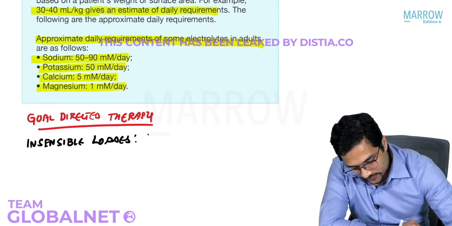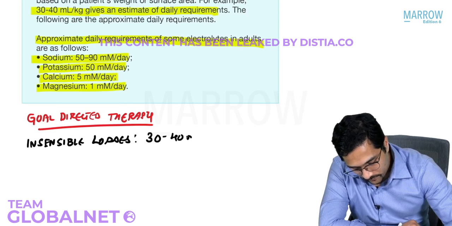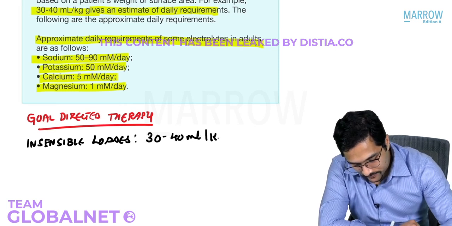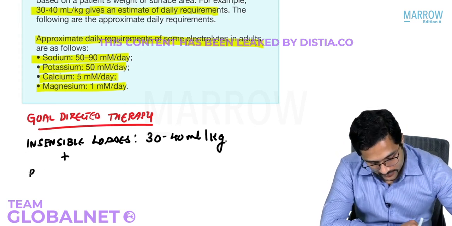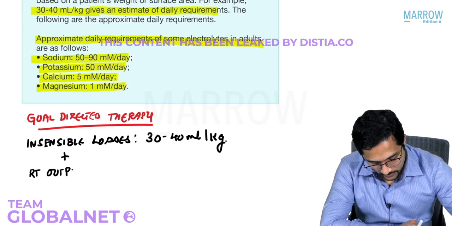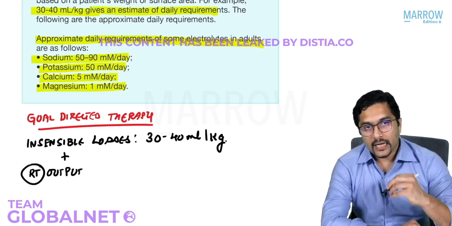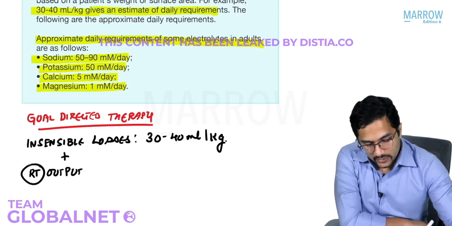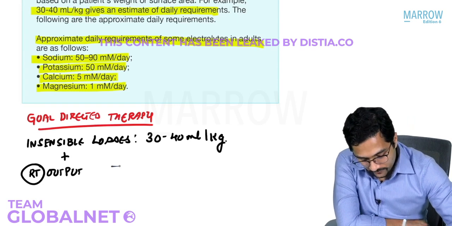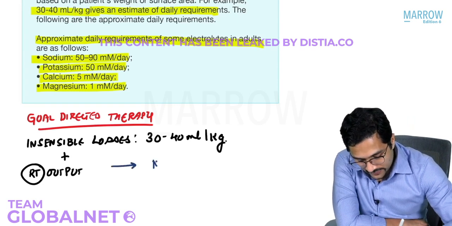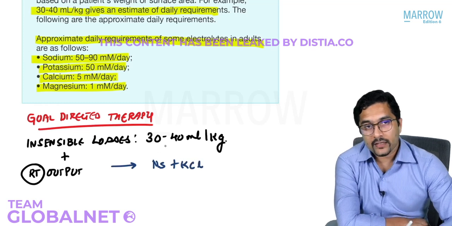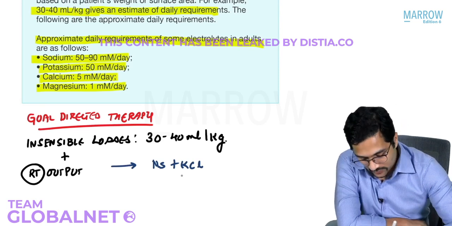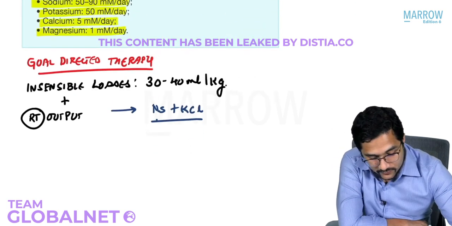Insensible losses would be 30 to 40 ml per kg. Then you have to add this with Ryle's tube output. If you have a Ryle's tube in place, whatever is coming out through the nasogastric tube, you will have to replace it with NS plus KCl, or DNS plus KCl, right? Normal saline plus potassium has to be replaced there.